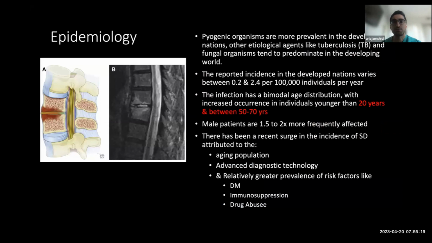Pyogenic organisms are typically more prevalent in developed nations, and other etiological agents like TB and fungal organisms typically predominate, as we said, in the developing world. The incidence has gone up over the past 15 to 20 years, and this is likely due to the fact that we have more advanced diagnostic technology, such as MRI, that's gotten better and better. Intravenous drug use has also been associated with the increased prevalence of spondylodiscitis, as well as the aging population.